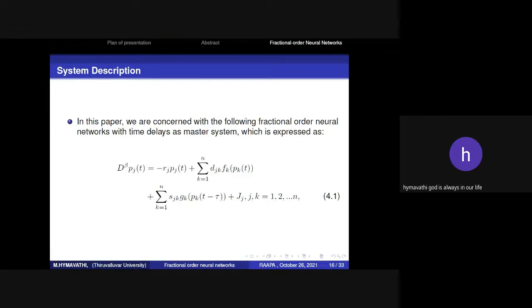Now we have discussed the system description. In this paper, we are concerned with the following fractional order neural networks with time delays as a master system, which can be expressed as follows. So the master system can be explained like this.